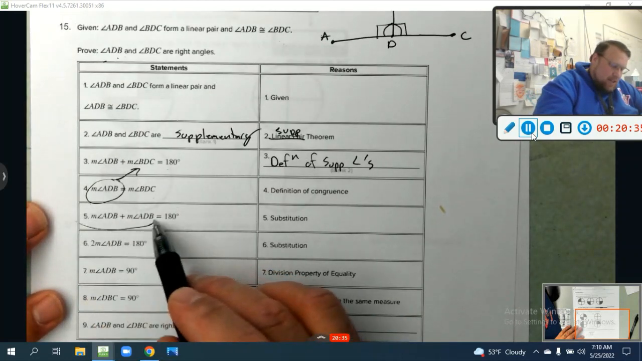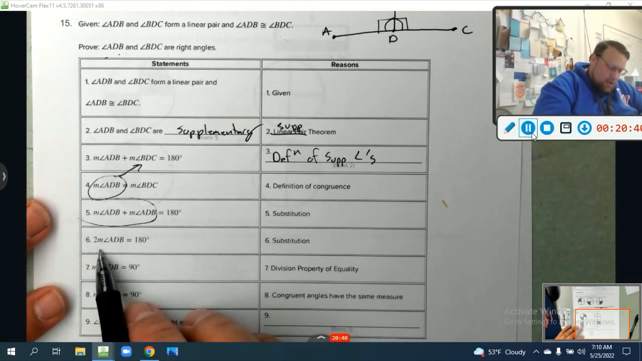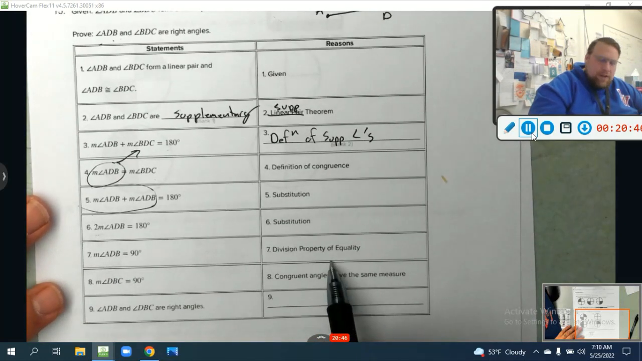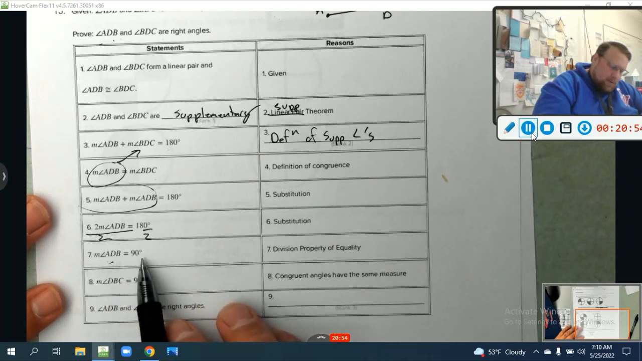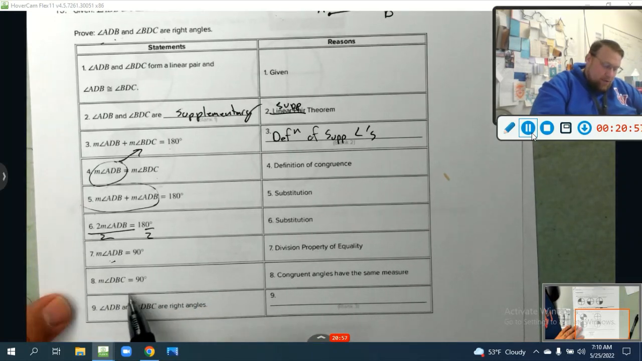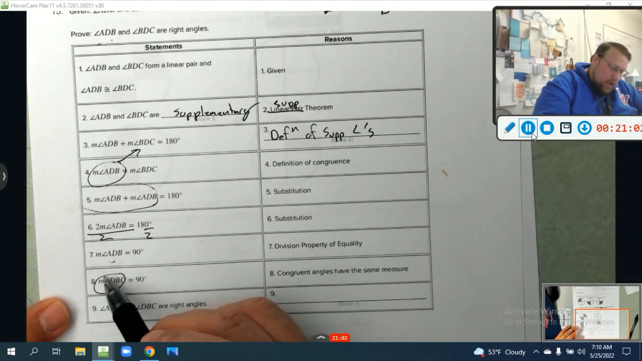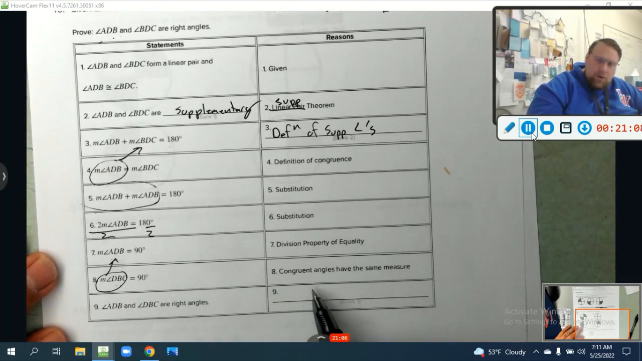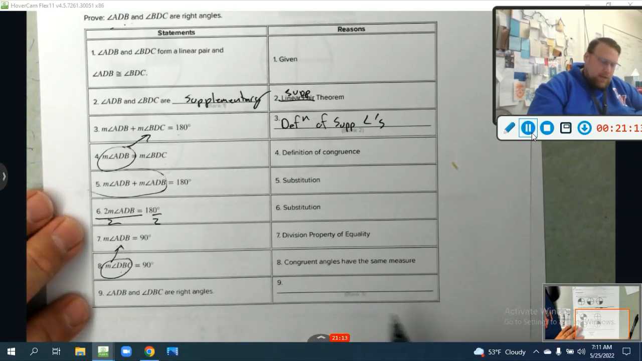And then we can actually add these together. That's the same as 2 times the measure of angle ADB, which again is substitution. We're substituting in this value by adding those together. And then we're going to use the division property of equality because we're going to divide both of these by 2, right? And in doing that, we're going to get that the measure of angle ADB equals 90 degrees, which we can then say through substitution, because we've already said ADB and DBC are equal, we're going to substitute angle DBC in for ADB and say measure of angle DBC equals 90 degrees, because congruent angles have the same measure. We can even say substitution there. I would have accepted either of those answers.